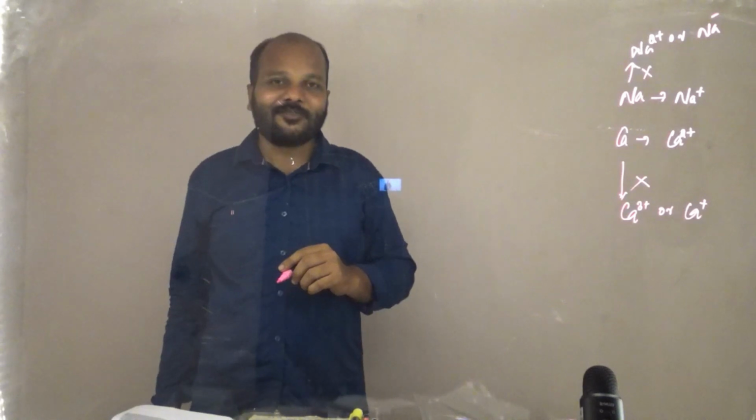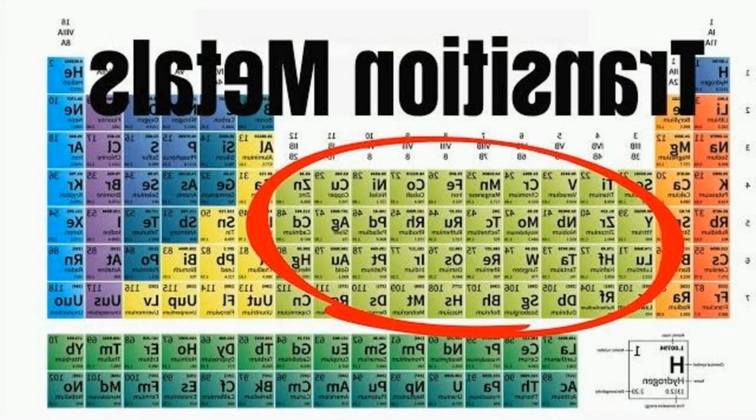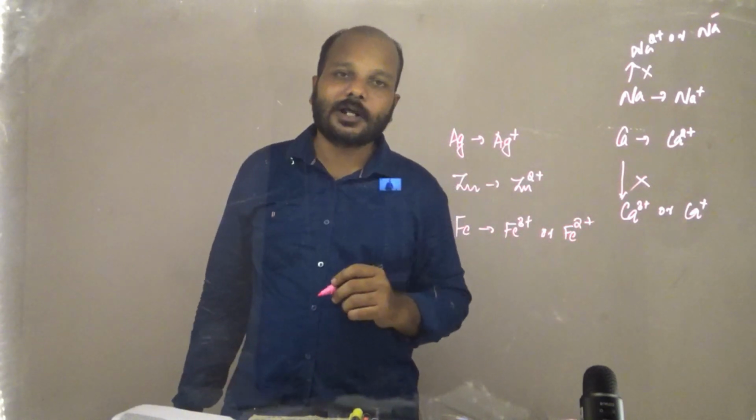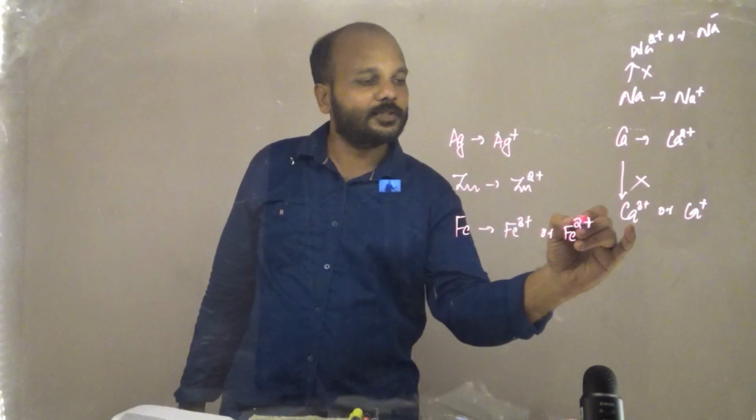But this is not always the case. Sometimes, for some elements, for example transition elements, which you can see in the periodic table in the middle, form multiple ions. For instance, silver forms only Ag+ ions. Zinc forms Zn2+ ions. But there are some other elements, like iron, Fe. Iron also forms Fe3+ or Fe2+, so it shows both types of ions.